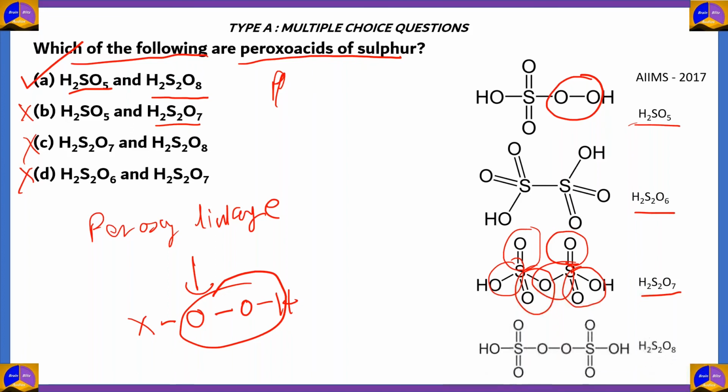And in order to prove it, here's the structure. Peroxydisulfuric acid, see the bond right here. This is a peroxy linkage. There is a bond between two of the oxygens. Well, in H2S2O6 and H2S2O7, there is no bond between the oxygen atoms. Either the bond is between S and O or O and H. Between O and O, there is no peroxy linkage. So therefore, option A, which contains H2SO5 and H2S2O8, is the right option.